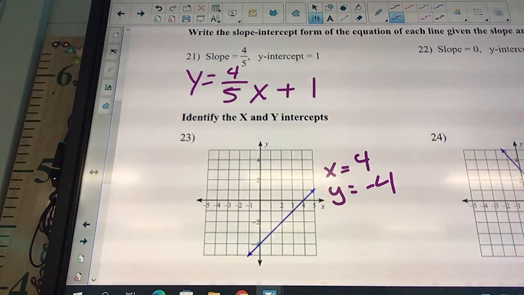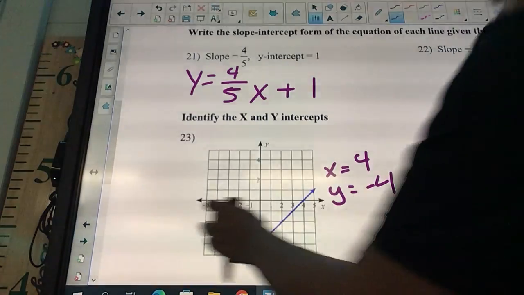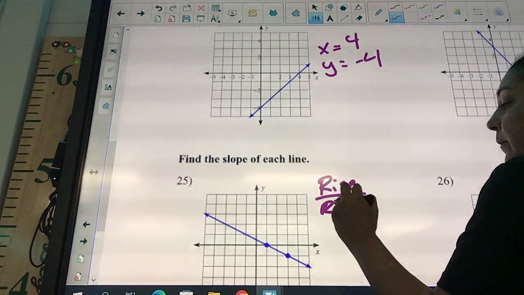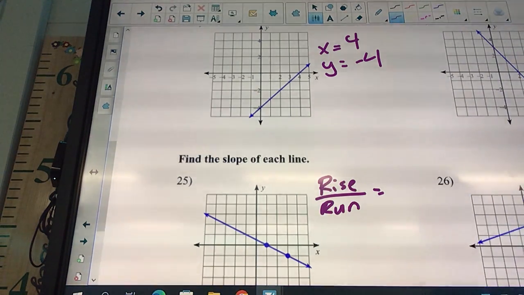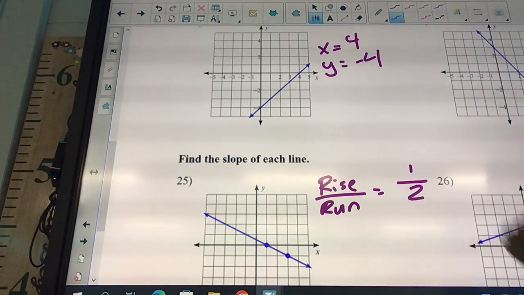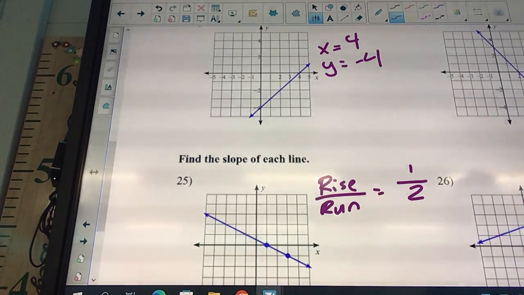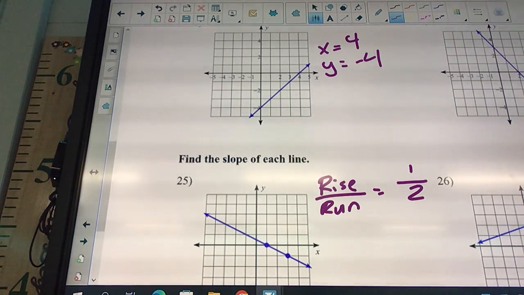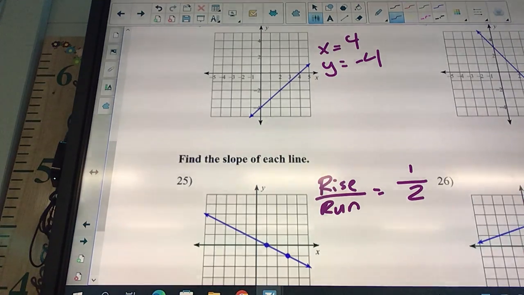Okay, the next section on here says find the slope of this line. How do you find the slope of a line? Rise over run. So it's rise over run. And in this case, what is it? 1/2. No. What's wrong with the 1/2? She's forgetting something. What is it? It's a negative. Why? Yeah, it's going to the left. So it's negative, but it is still 1/2.